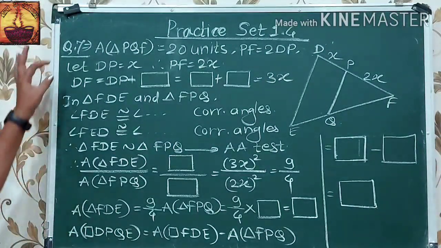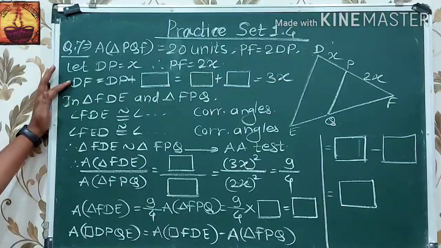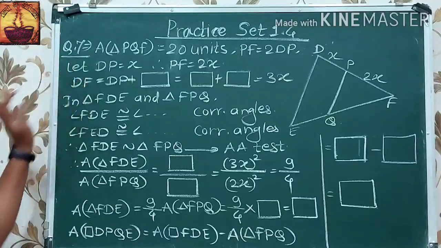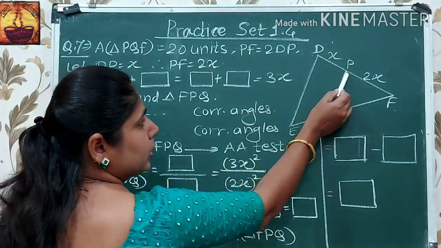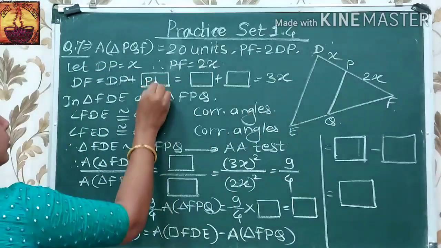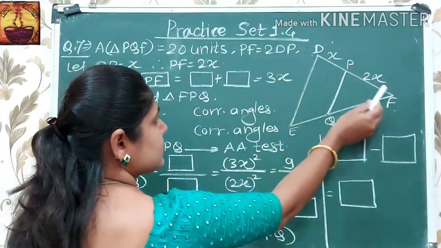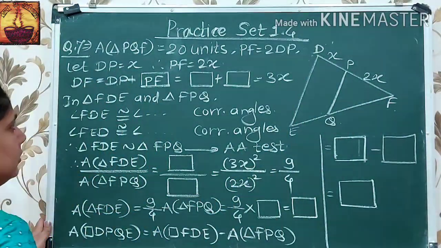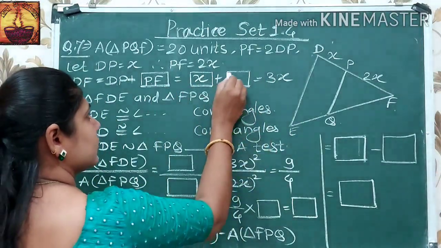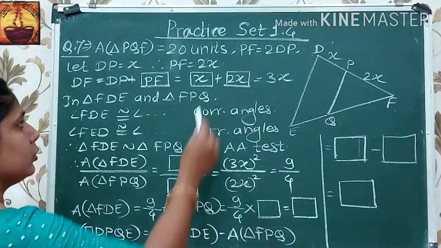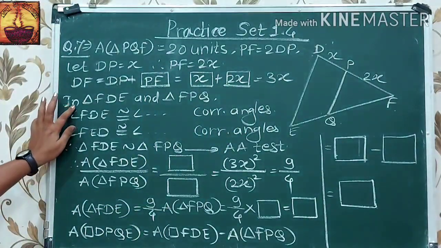Here the given part is written, and this activity starts from this step. We have DF is equal to DP plus PF. If we observe the diagram, we write here DP plus PF is equal to DF. We have DP is equal to x and PF is 2x. Here 2x plus x is equal to 3x.